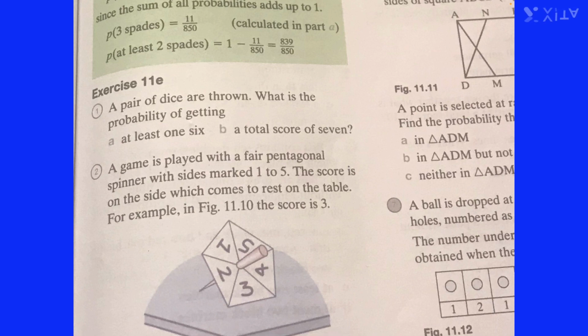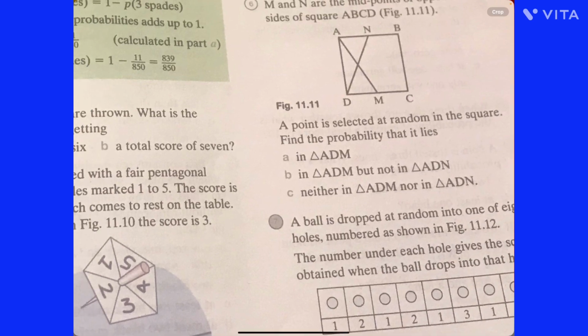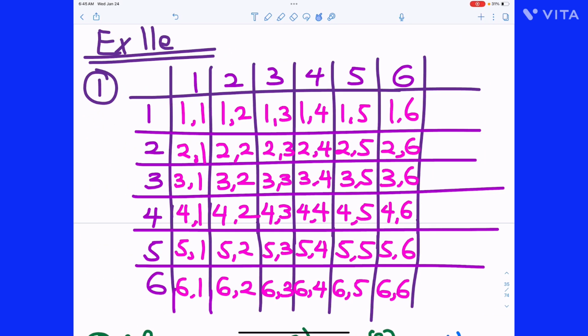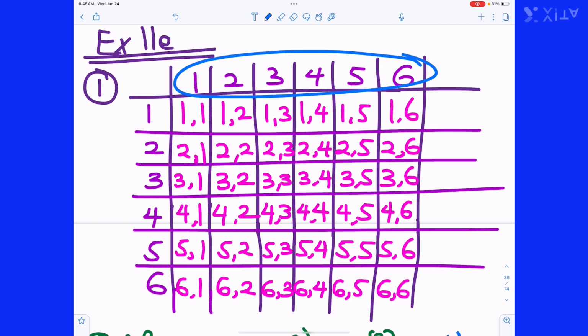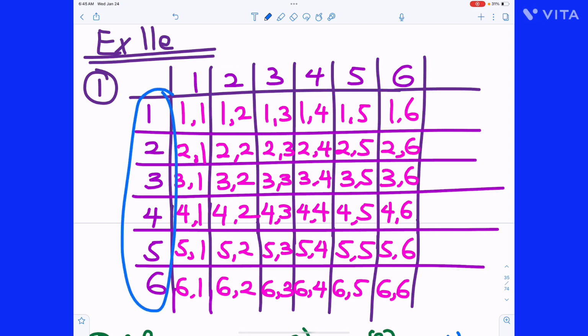All right, the first question says a pair of dice are thrown. What is the probability of getting at least one 6? Now, a pair of dice means two dice. These are the results from one die. These are the results from another die.